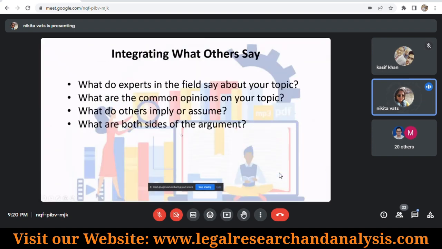Next is integrating what others say. Because obviously you are undertaking the literature review, you put in references, so you're already integrating. Reviewing the literature in itself means that you're integrating what other people are saying, what people before you have said, what researchers before you have done research on.